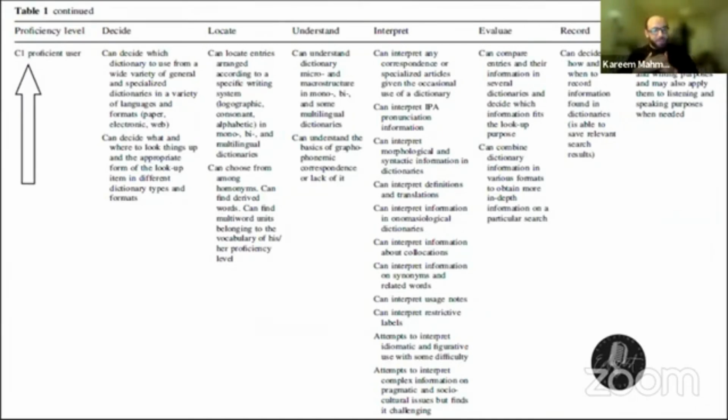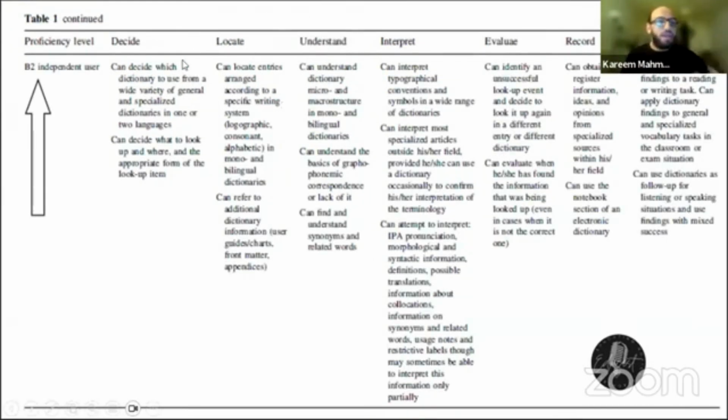That's based on Kareem's, based on Muhammad's? No, that's based on the Common European Framework of Reference for Languages. They said, okay, for references, if you need to use any reference, this level is capable of doing that. So you need to understand these things. And of course, the same thing for the B. Now, the B1 can decide which dictionary to use, and can decide what to look up and where.